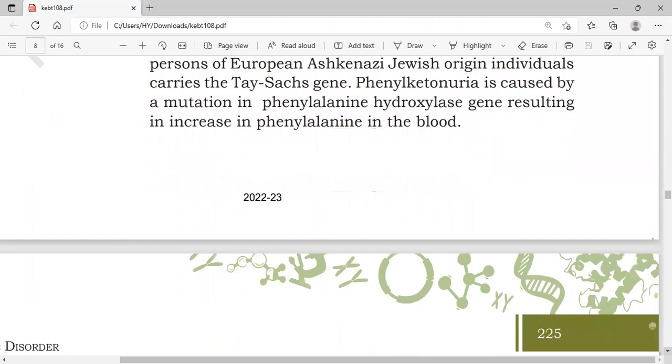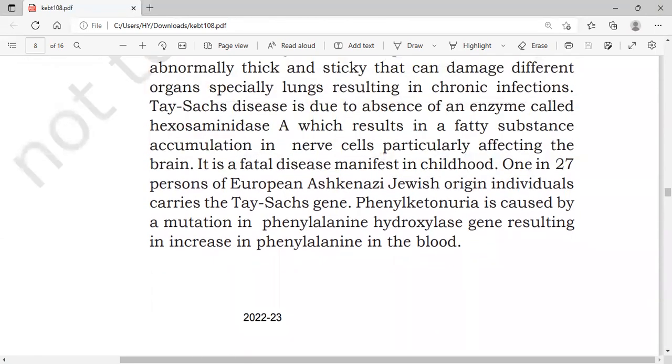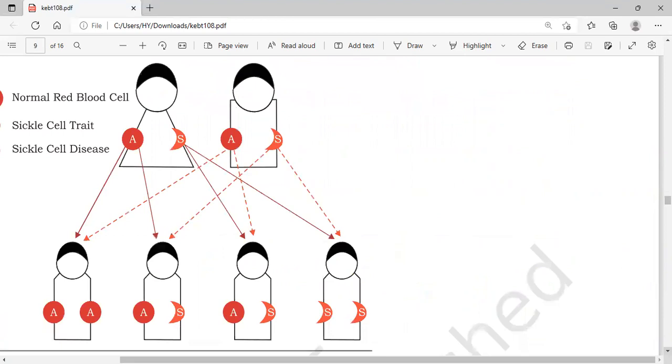1 in 27 of Europe's Ashkenazi Jewish origin individuals carries the Tay-Sachs gene, and phenylketonuria is caused by mutation in the phenylalanine hydroxylase gene, resulting in the increase in phenylalanine in the blood. Normal red blood cells, sickle cell trait, and sickle cell disease inheritance is shown by this cross here. Both individuals are heterozygous, and the chance of having a sickle cell trait in their offspring is 25%.